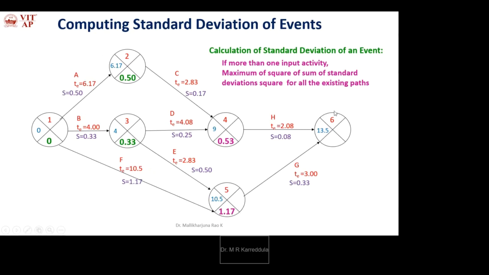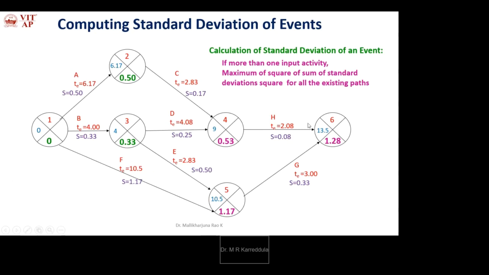Now for this last event, how many possible paths are there? The different possible paths are 1, 2, 4, 6; 1, 2, 3, 4, 6; 1, 2, 3, 5, 6; and 1, 5, 6. We take the maximum of path 1, path 2, path 3 and path 4. That maximum value is what we take into account, the max of all these four paths.